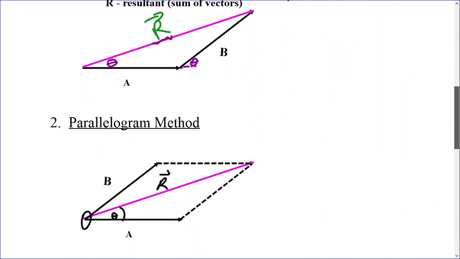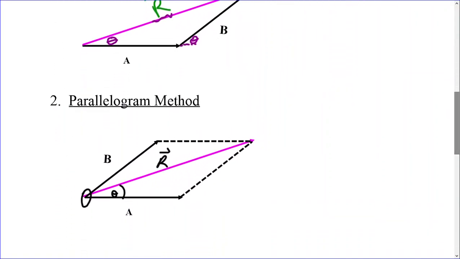The other method is the parallelogram method. It's very similar, and we're going to practice this a little bit as well. In our parallelogram method, we have our two lines, and instead of drawing them tip to tail, like we do up here where the next line starts where the first one ends, in this case they both start at the same beginning, and they both go out from there.